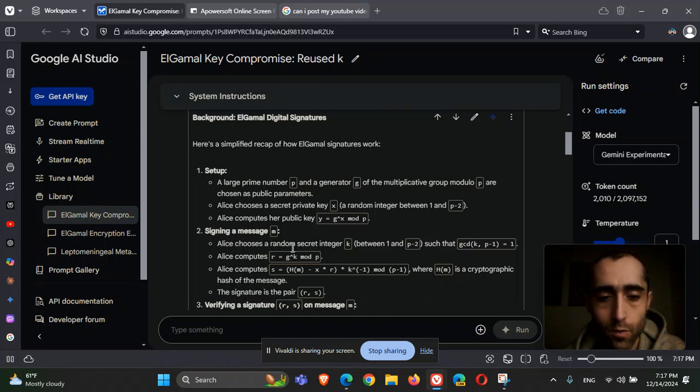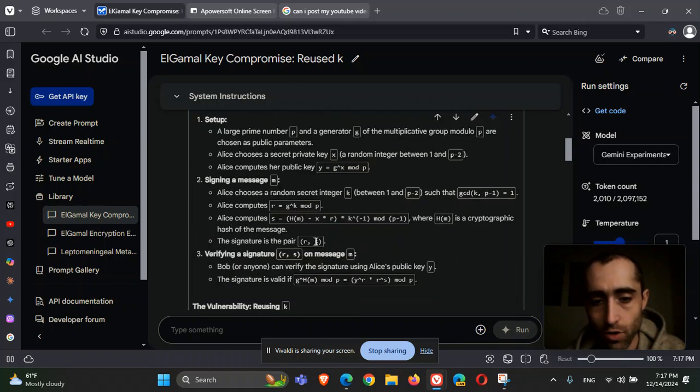Now Alice will compute r and s. R is g, the generator, to the power of the secret integer k, mod p. And s is the hash of the message minus x, which is the private key, times r, which we just calculated, times k to the power of minus 1, the inverse of k, mod p minus 1. R and S will be the signature.